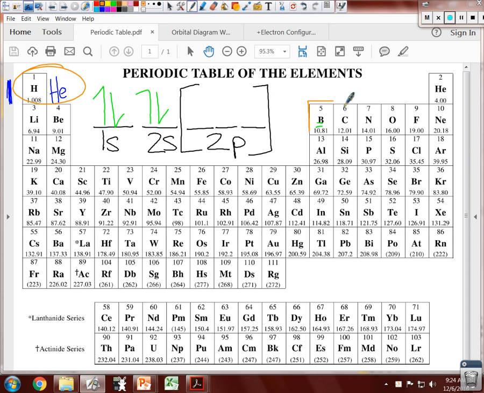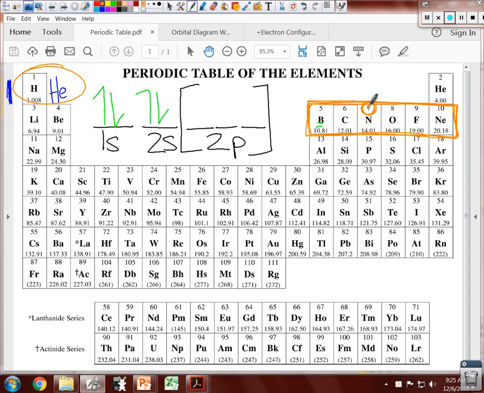In the P block, right here, how many different elements are in there? 6. There are 6 elements in that orange square. 2 times 3 is 6. Why do you need 3 orbitals? To be able to fulfill all 6 elements' energy levels. Does that make sense?